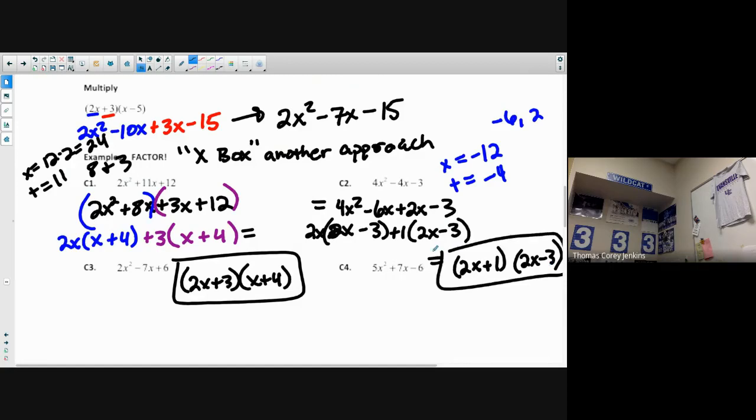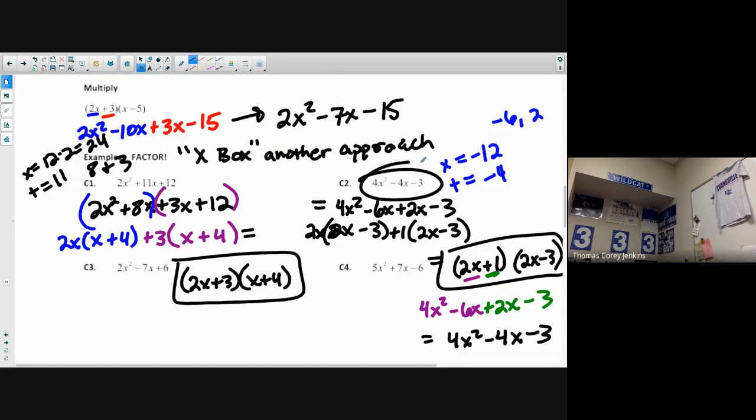So there you go. And just a reminder before we go, you can always multiply back out to see if you have an equivalent expression. So 2x times 2x, 4x squared. 2x times minus 3 would be minus 6x. Now distribute the 1. That's going to be plus 2x minus 3. Combine like terms, and we have 4x squared minus 4x minus 3, which you can see is the same as this right here. That basically just confirms our answer.